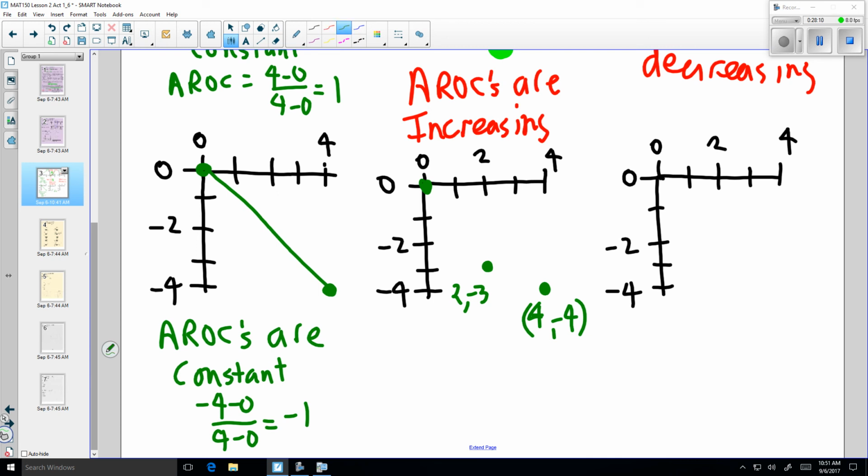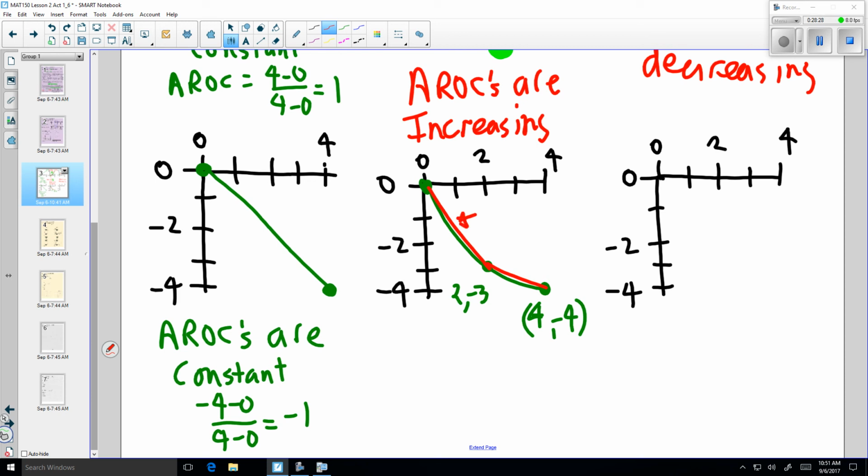So now we're going to do our smooth curve. There's our smooth curve modeling this type of decrease. Now we're going to draw our secant lines in. And obviously, AROCs are not constant. So this definitely looks steeper negative.